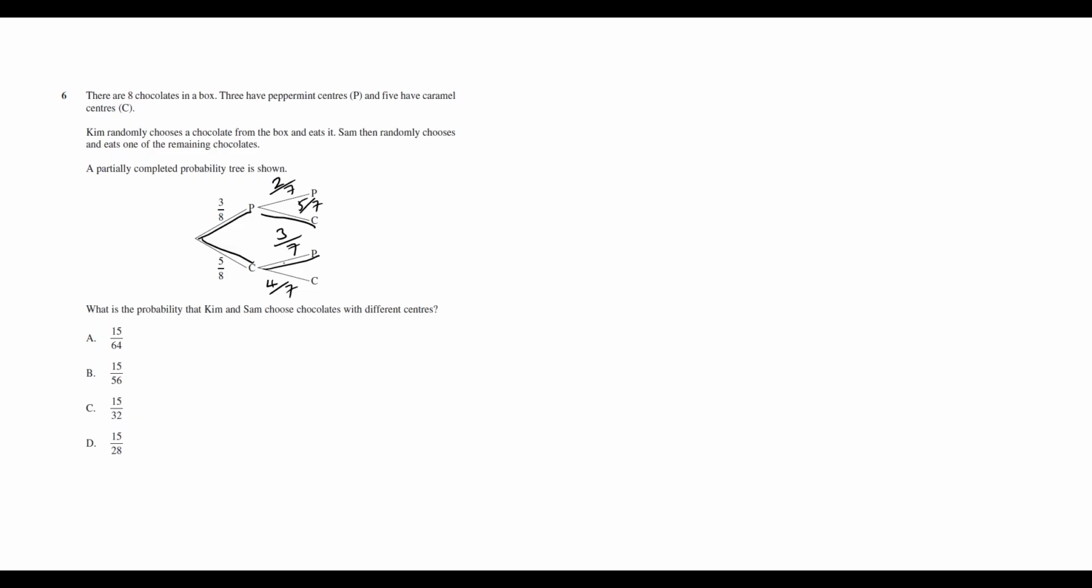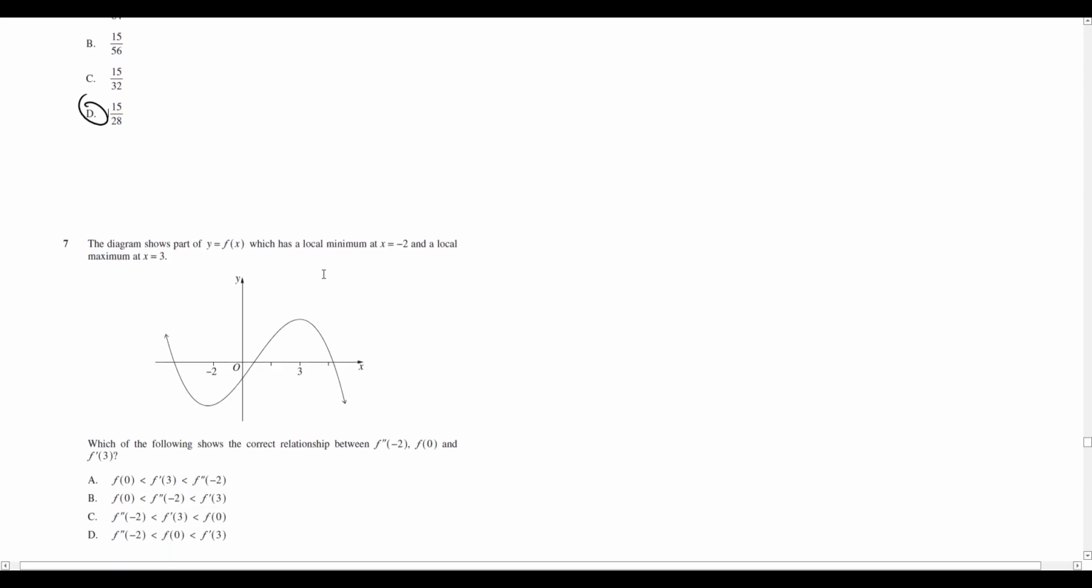So let's quickly work out the probability of those paths. Peppermint caramel would be 3 over 8 times 5 over 7. And then caramel peppermint would be 5 over 8 times 3 over 7. You see that these will actually both result in the exact same thing. When we compute all this, we will get an answer of 15 over 28. So we just need to add those two together. And there we are. That's going to be option D for question 6.